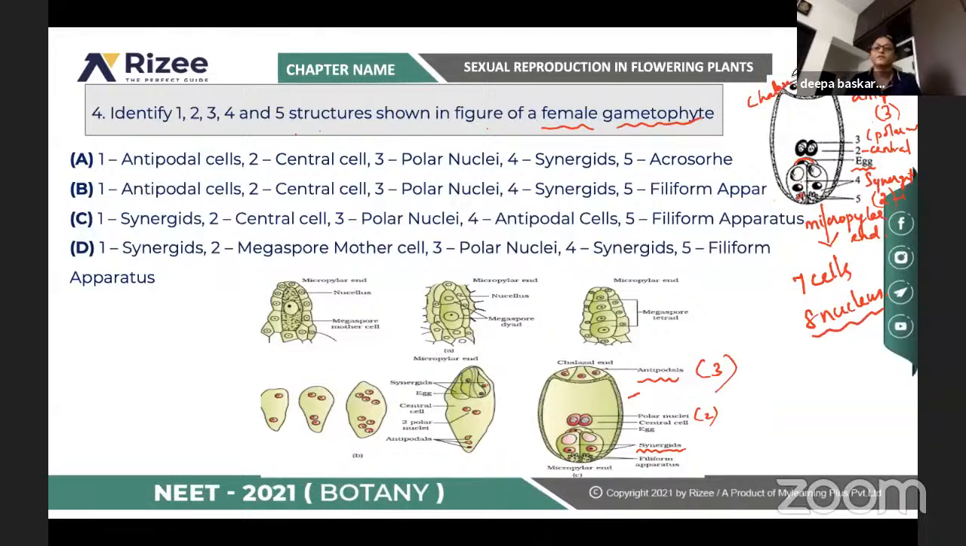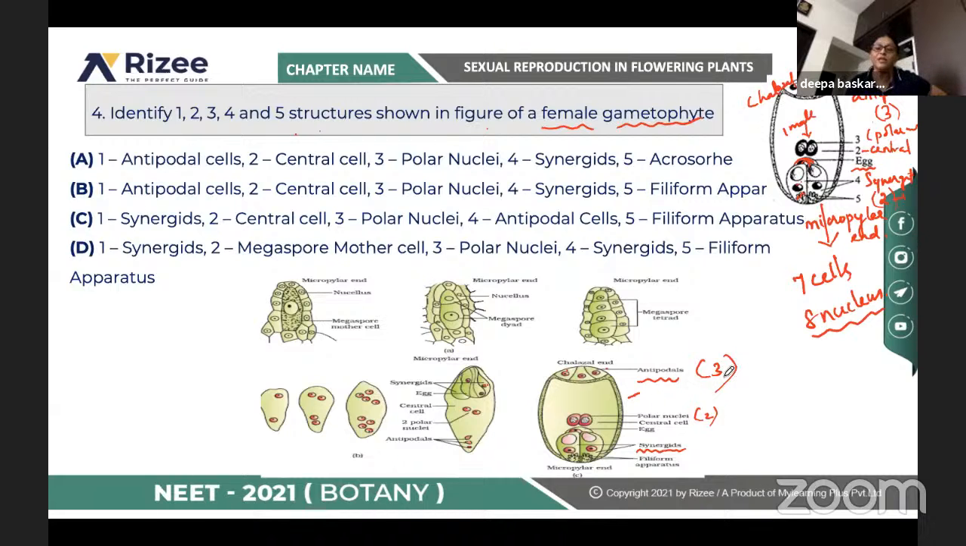So you have to remember that the egg is present at the micropylar end, and the pollen tube enters through the micropylar end and delivers the male gametophyte into the cytoplasm of the synergid, and this male gamete fuses with the egg. Actually, the pollen tube delivers two male gametes. One fuses with the egg and the other male gamete fuses with the polar nuclei. So two fertilizations occur. This is called double fertilization. Is it clear?